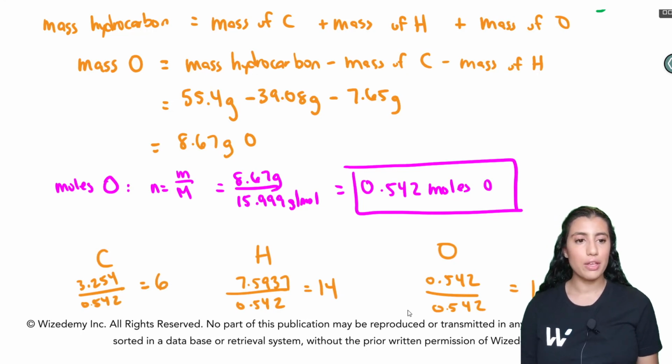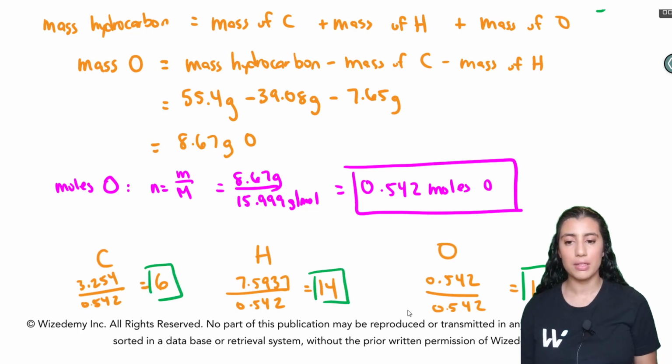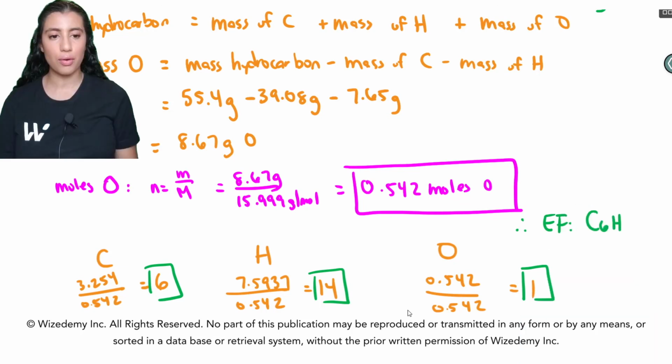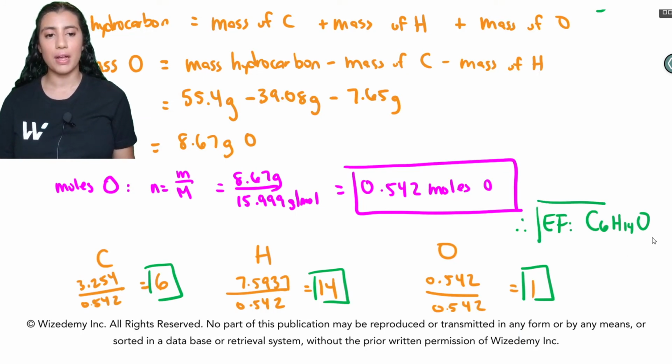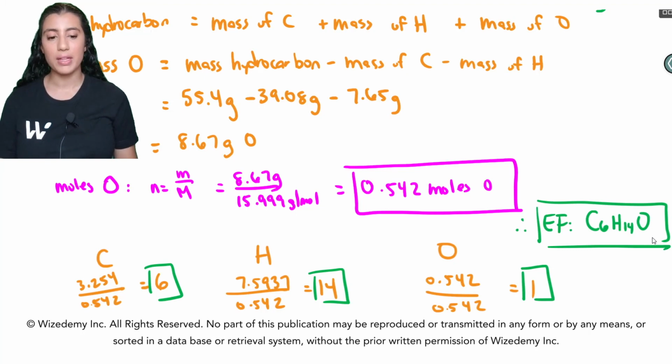So now we're going to use these numbers to determine what our empirical formula is. So the empirical formula is C6H14 and oxygen with a subscript of 1. Okay, so that is our final answer for our empirical formula.